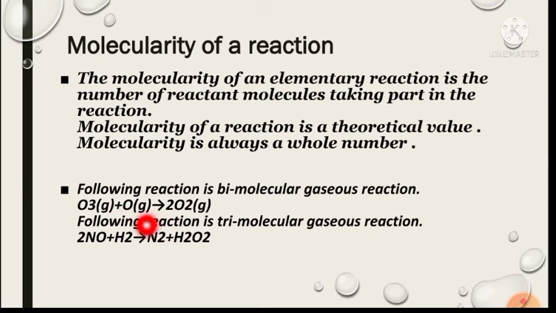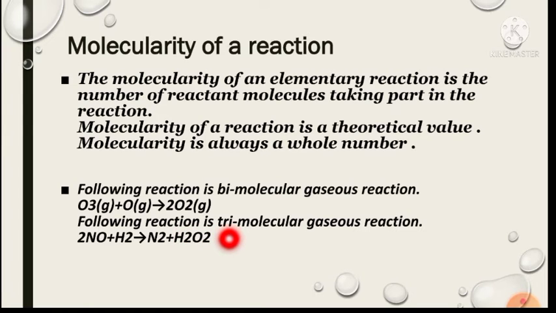For example, here we consider ozone and oxygen, both combining together to form oxygen molecules. So here 1 molecule of ozone is involved and 1 atom of oxygen is involved, so it's a bimolecular gaseous reaction. Similarly, 2NO plus H2 gives N2 plus H2O2. Hydrogen peroxide and nitrogen are the products. Here 2 plus 1, total 3 molecules are involved. That's why this is a trimolecular reaction. We can take many more other examples.